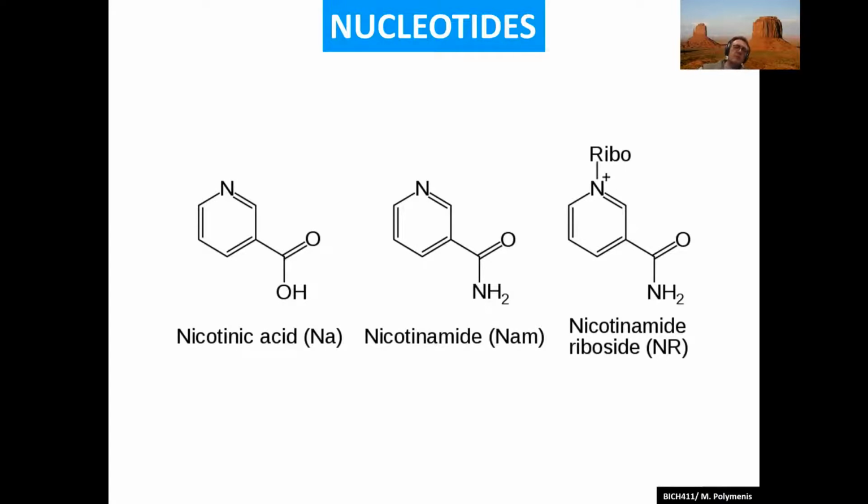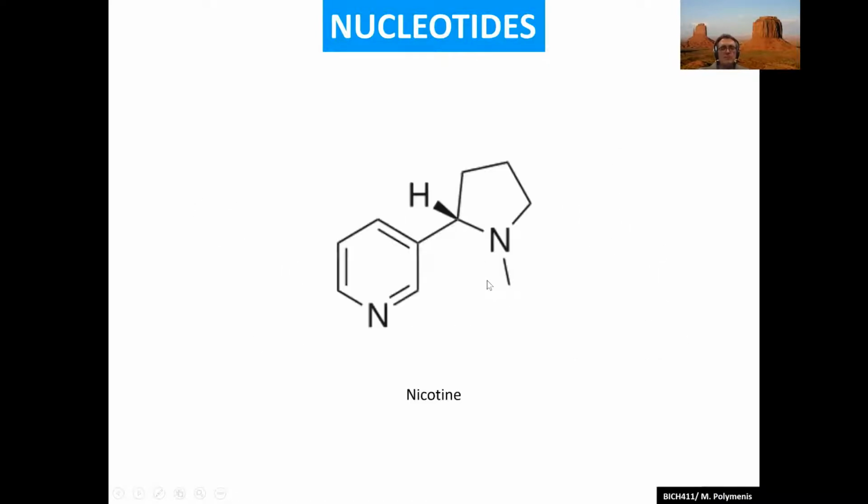You have nicotinamide. If you don't have the nucleotide parts, the ribo parts, you have nicotinamide, which looks like this, or nicotinic acid that is like that. So, of course, the only difference here is the amination of the nicotinic acid. By the way, nicotine, also in tobacco, is related to these compounds.